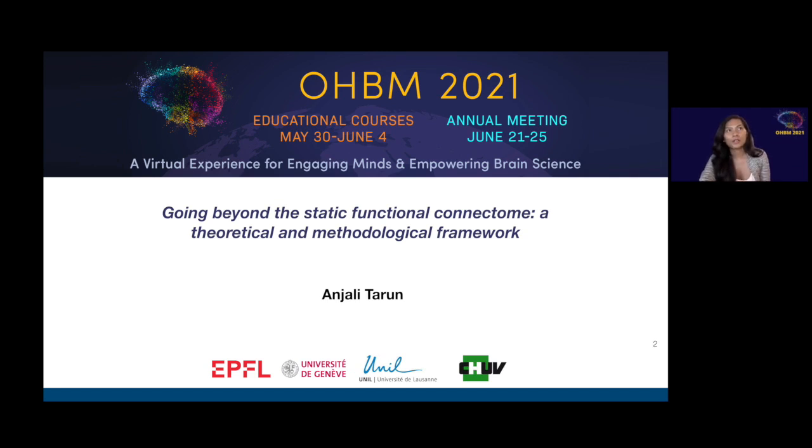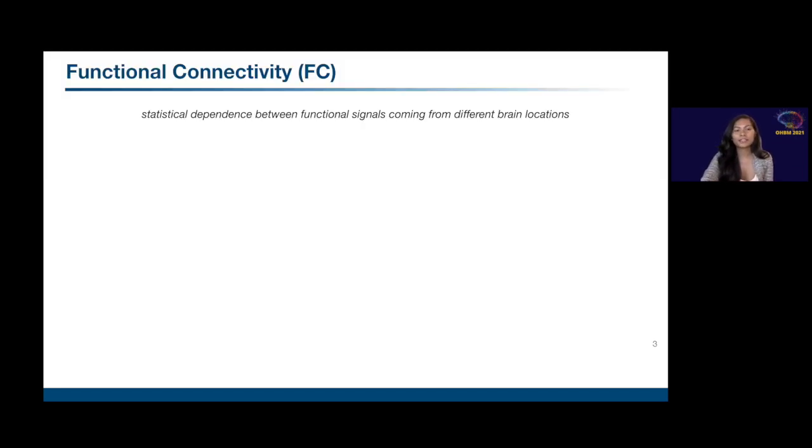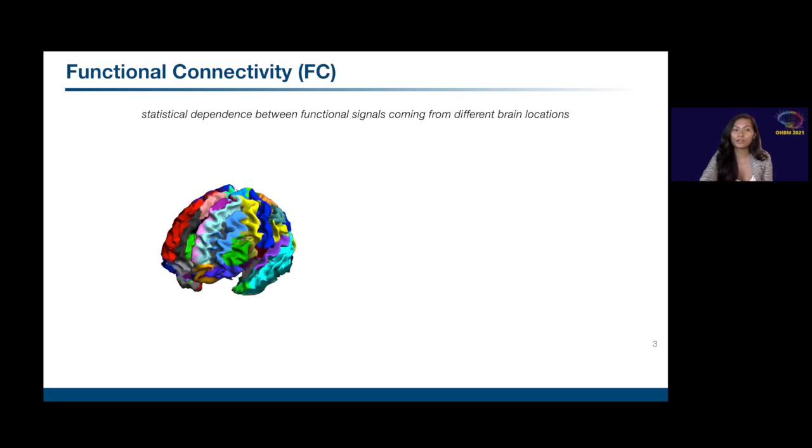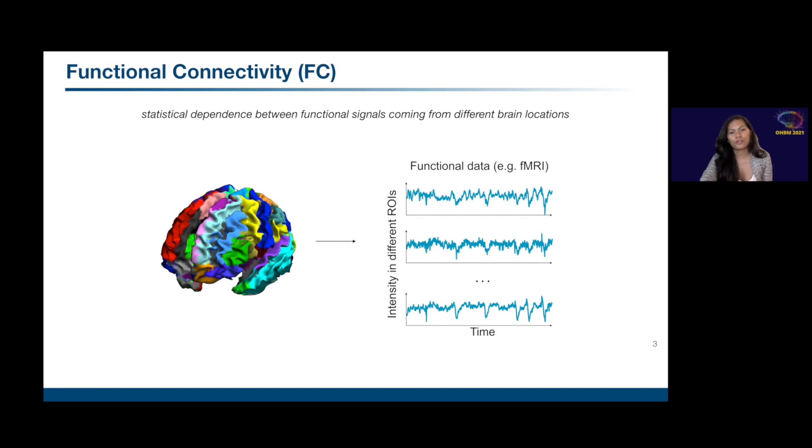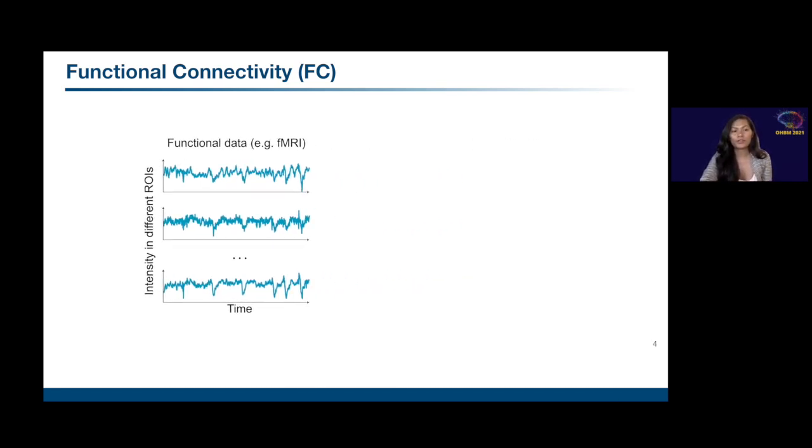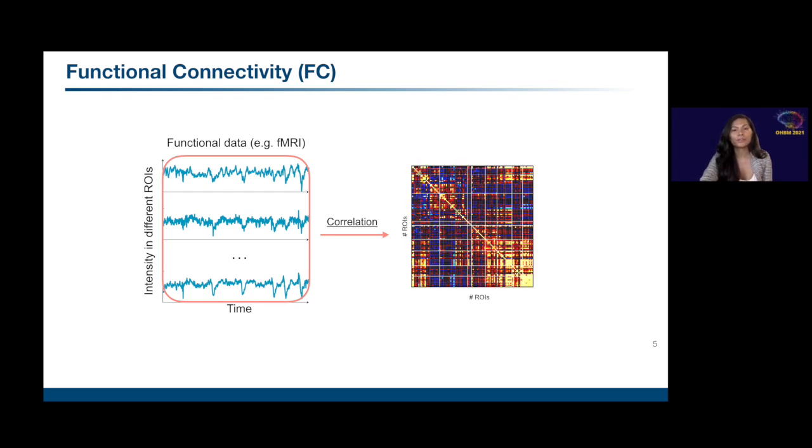So first off, functional connectivity is defined as the statistical dependence between functional signals stemming from different brain locations. And how we compute that is that we divide the brain into different regions, and then we look at the intensity of signals in each of these regions. And then we summarize the interdependence between these regions using an average measure known as the correlation or the Pearson correlation. And if we do that over all regions of the brain, we obtain a pairwise set of correlations known as the static functional connectivity in the form of a connectivity matrix as shown here.